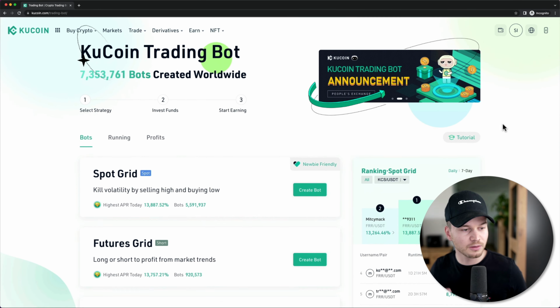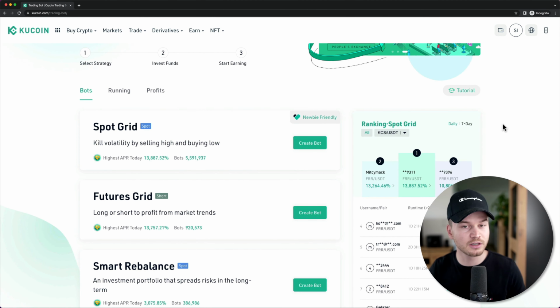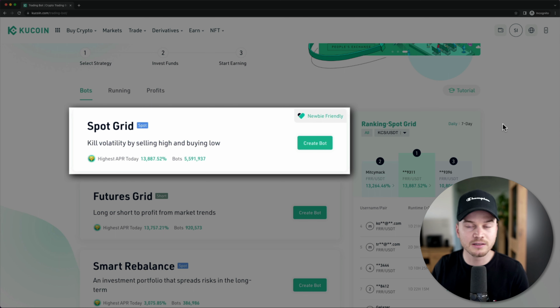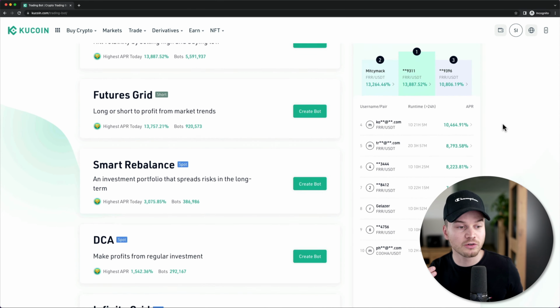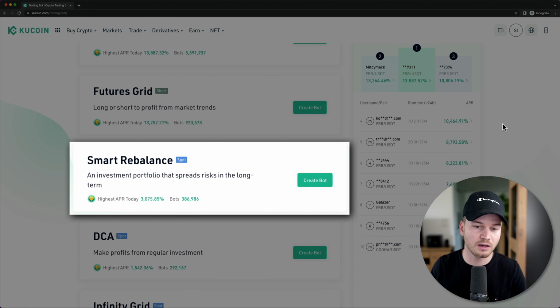So here we have some different bot types. So there's the grid bot, which basically means you want to buy low and sell high using a specific grid that will trigger the trades. Then you have a futures grid bot, a smart rebalance bot. This is pretty cool as well. So for example, you can say you want to have 50% Bitcoin, 50% Ethereum. And whenever that ratio changes, you can just use that bot to automatically rebalance your portfolio based on a specific percentage change or based on a specific time frame.